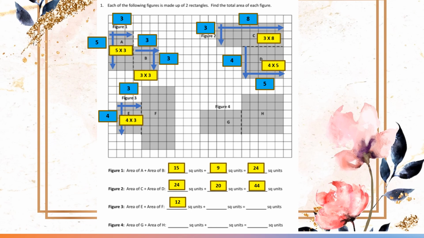Now we have to figure out the area for rectangle F. So let's count the units that make up the length of rectangle F.